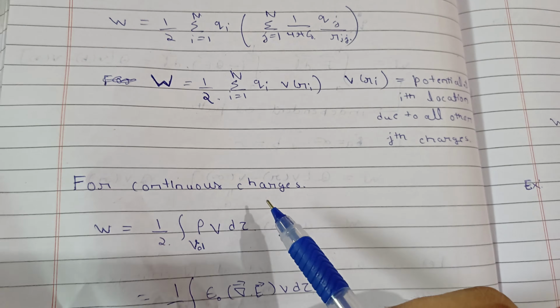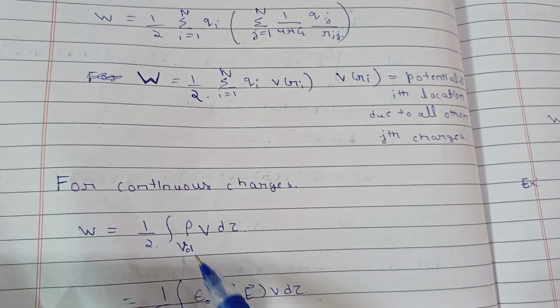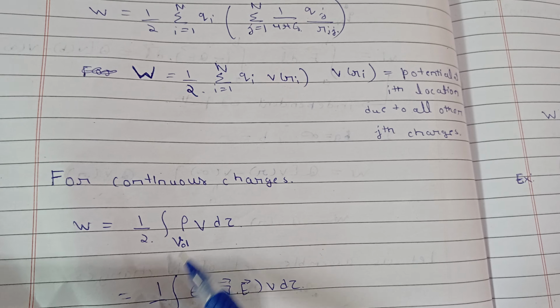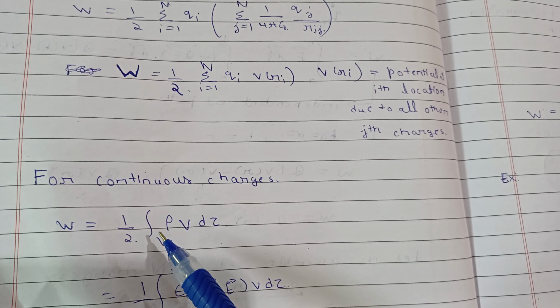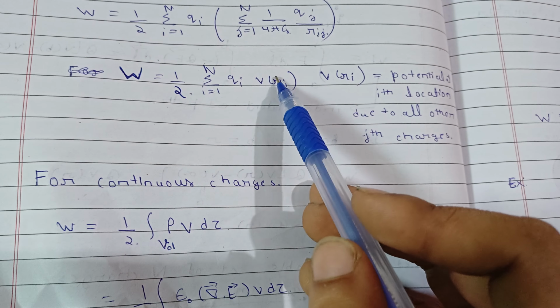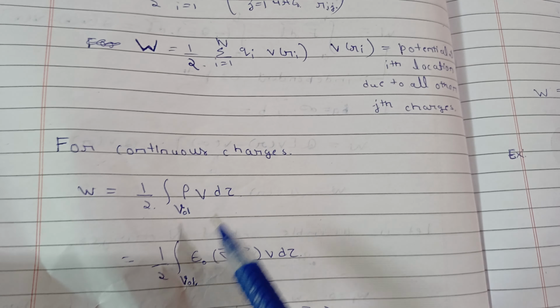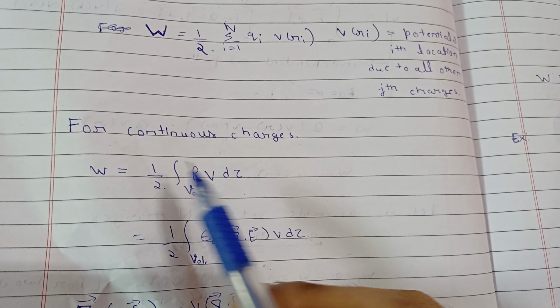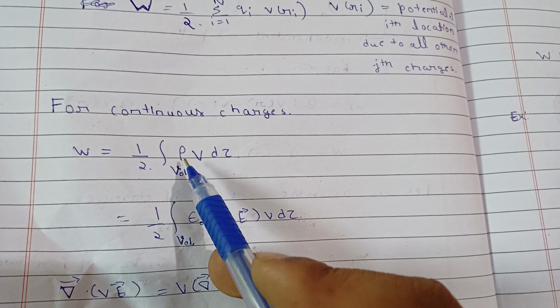So for continuous charges, this dq, meaning this qi total charge, is written as rho d tau, and we need to take the integration. That rho is the density, charge per unit volume, and this volume element will give you the total charge, and this V represents the potential at that position with which you are multiplying the charge. So now this will give you your total potential or electrostatic energy. Now see, this is the charge density.